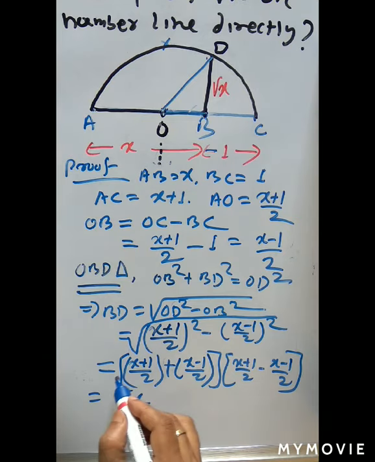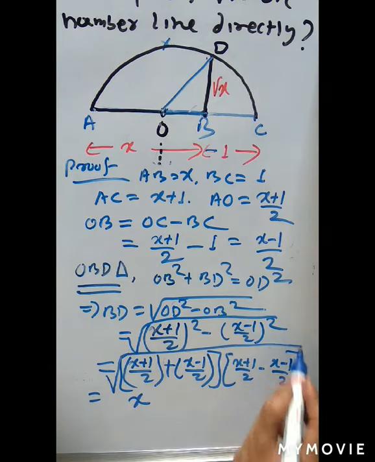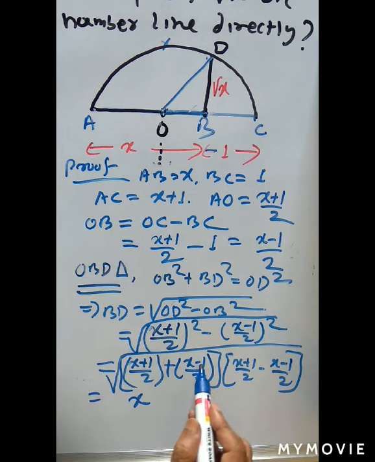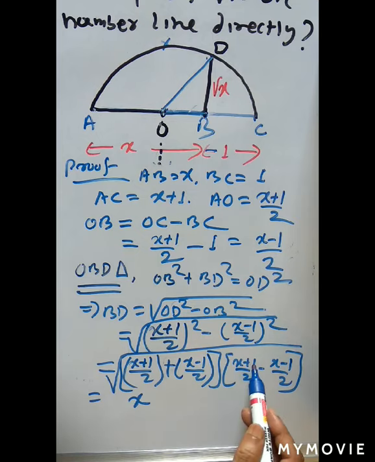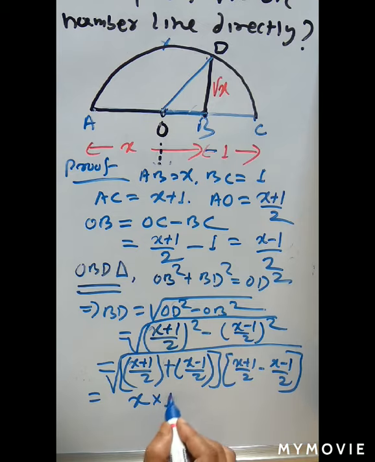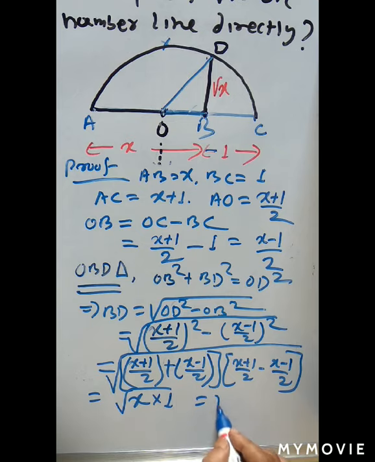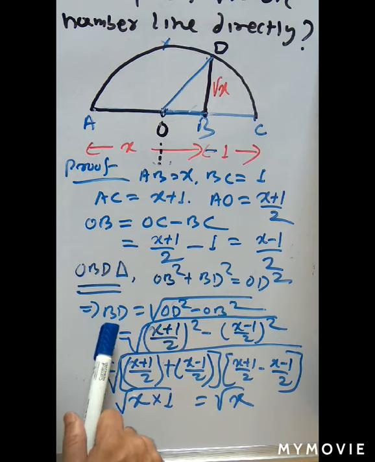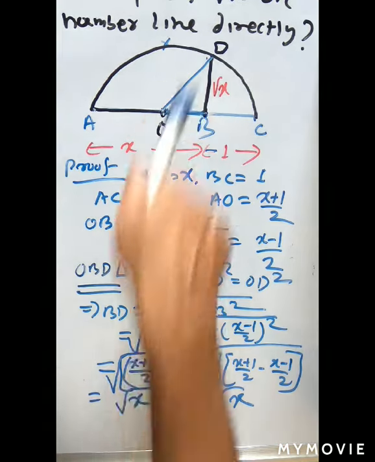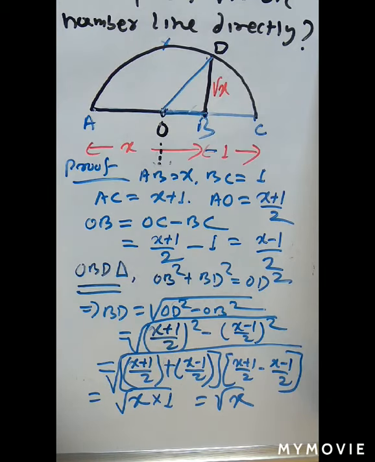You see, there is a square root. (x plus 1) by 2 plus (x minus 1) by 2 is x. And (x plus 1) by 2 minus (x minus 1) by 2, if you subtract, you will get 1. So this is equal to square root of x. So we can prove that BD is equal to square root of x. In this way you will represent it.